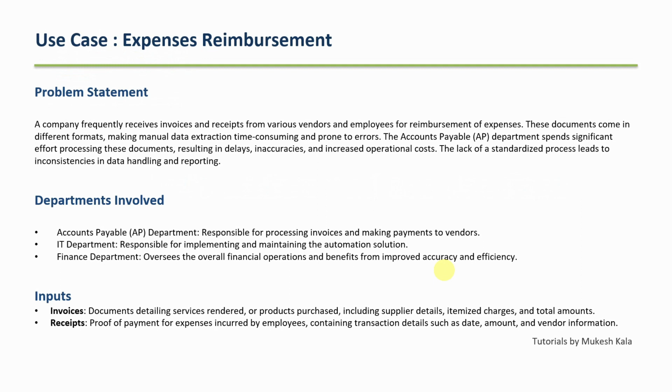On a frequent basis, they receive invoices and receipts from the vendors and from the employees for reimbursement. So the vendors send invoices for the work done, for the items, for the itinerary, anything, and the employees send receipts with the expenses they have incurred, right? It can be expenses of travel, food, accommodation, anything, right? So what is accounts payable receiving? They are receiving the invoices and they are receiving the receipts.